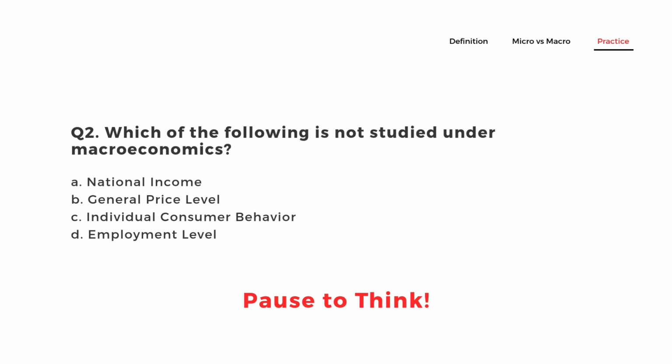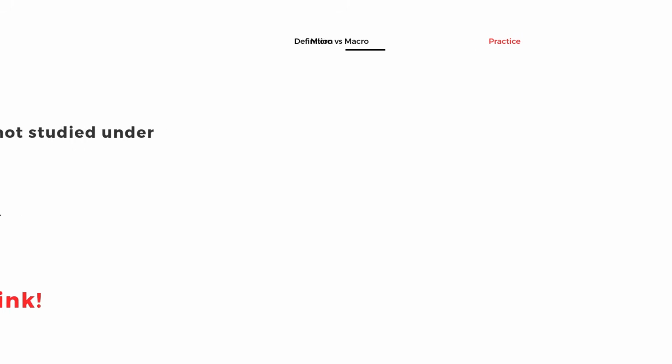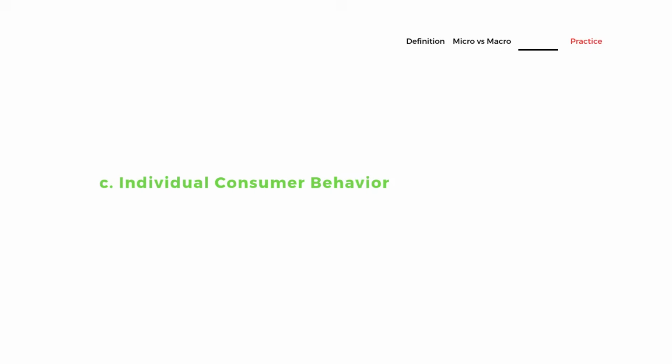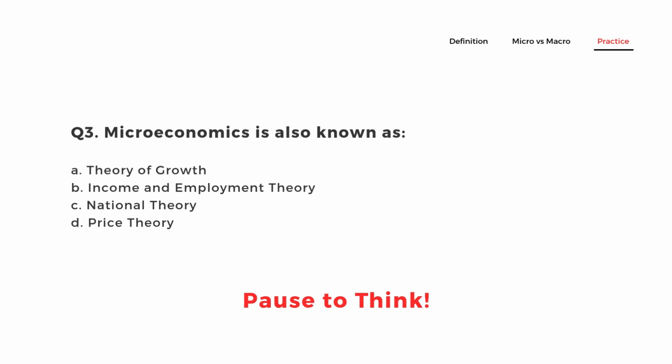Question number 2. Which of the following is not studied under macroeconomics? The correct answer to this question is C, individual consumer behavior. Question number 3. Microeconomics is also known as. The correct answer to this question is D, price theory.